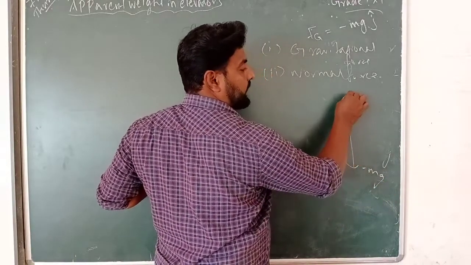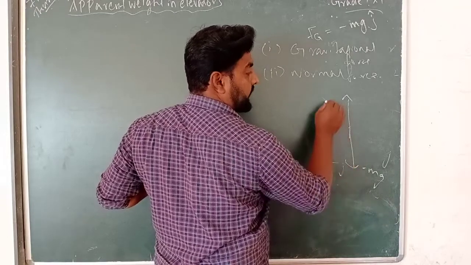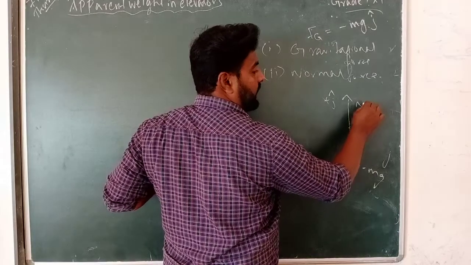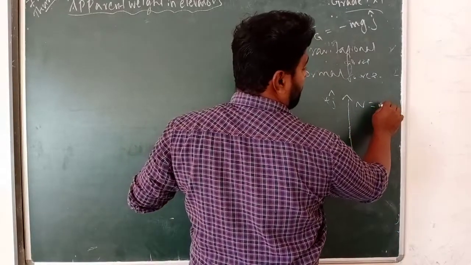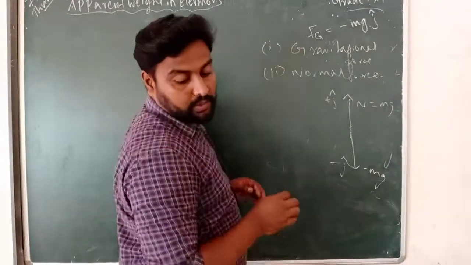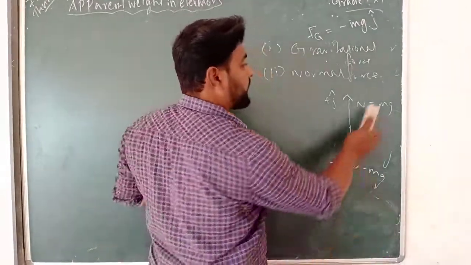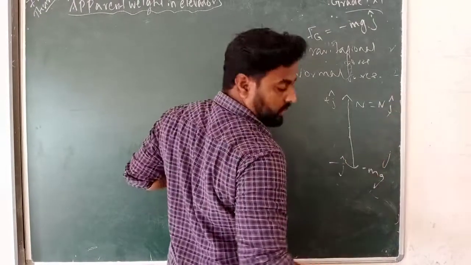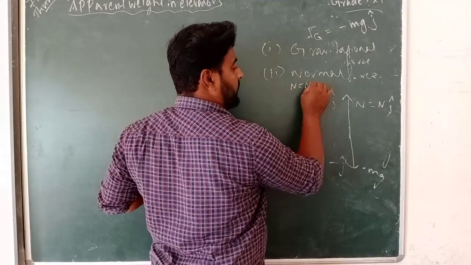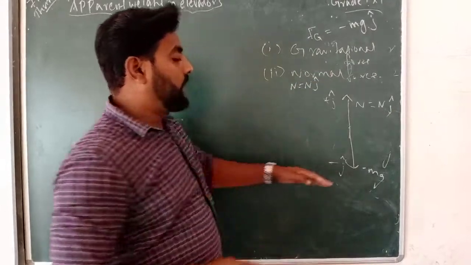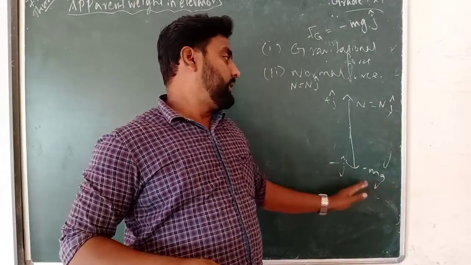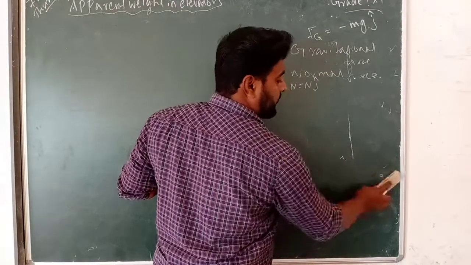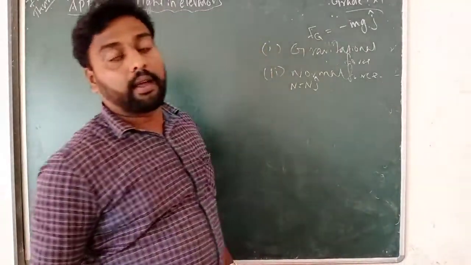Now the normal force, which is acting upward. Downward is the minus j vector, this is the plus j vector. So N is equal to n j unit vector. So downward is minus mg j vector and upward is the normal force. These are the two forces acting when you are standing inside the elevator.